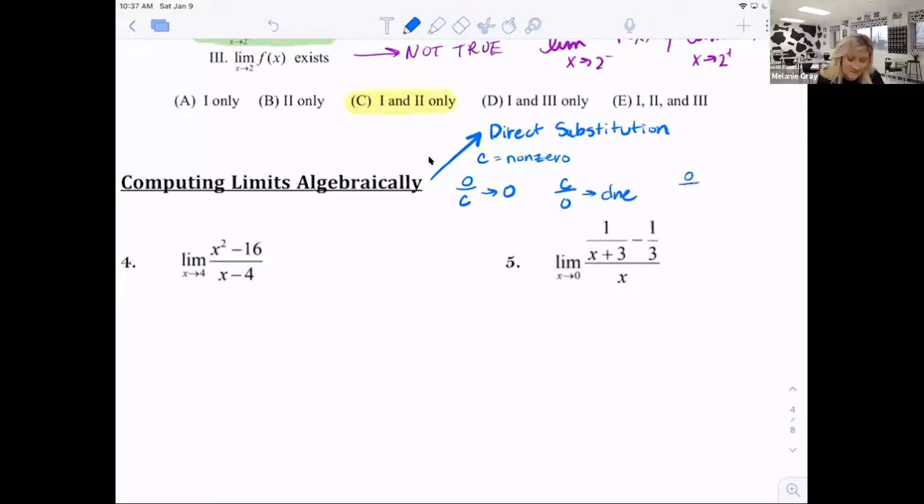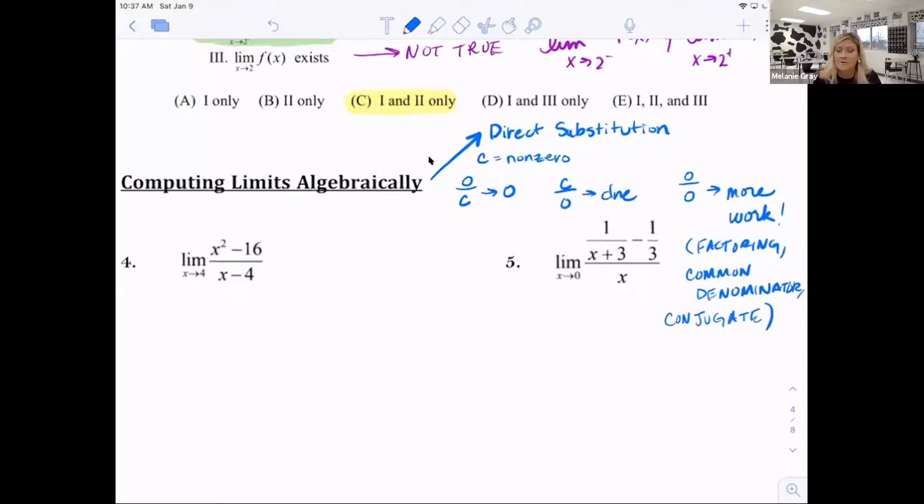But if you get this 0 over 0, which we call indeterminate form, and you're computing limits algebraically, in my classroom, we say that means more work. And by more work, we mean you could do something like factoring, or you might do common denominator. You might have to multiply by a conjugate. Those types of simplifications with trig functions, you might have to convert everything to sines and cosines. Now, a little bit later here in just a few minutes, we're going to talk about when you get 0 over 0, you can also do something called L'Hopital's rule. But in this little section of our notes, let's focus on computing the limits algebraically using one of these techniques.